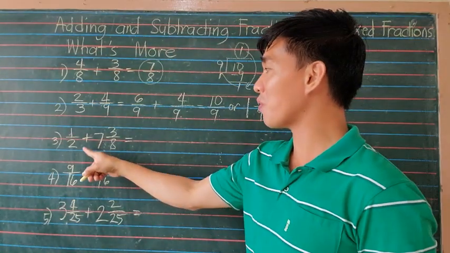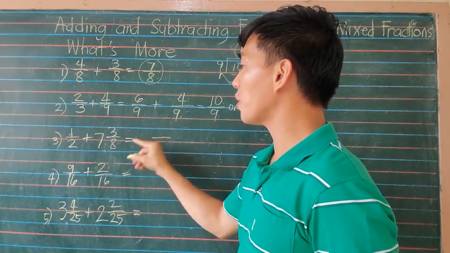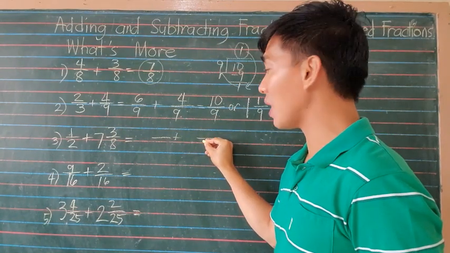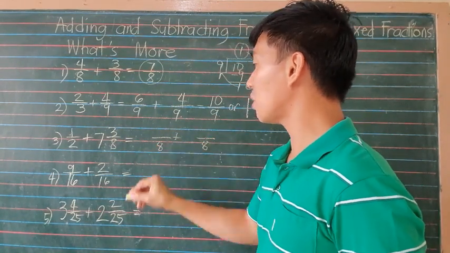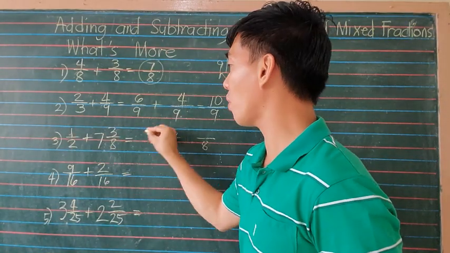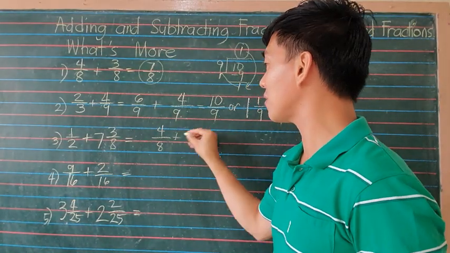For item number 3, we don't have a common denominator. So look for the common denominator of 1/2 and 7 3/8, which is equal to 8. They will meet at 8. So 8 divided by 2, that is 4 times 1, that's 4. 8 divided by 8, that is 1 times 3, that's 3.